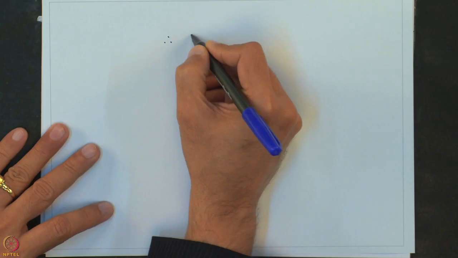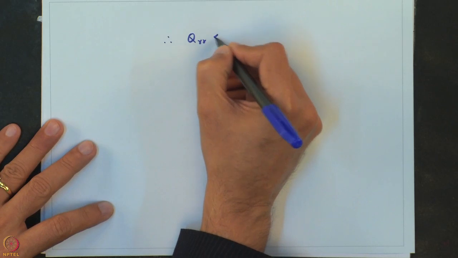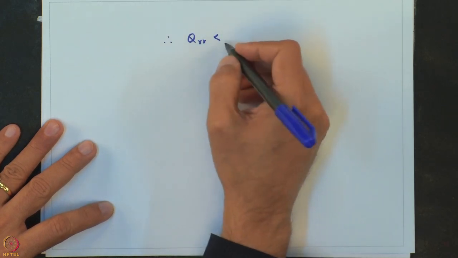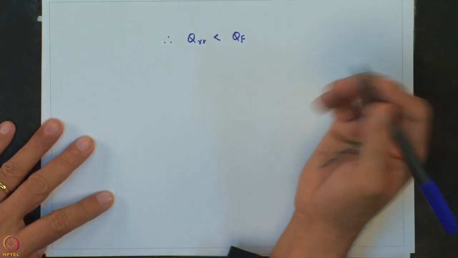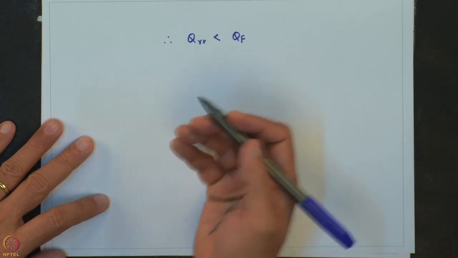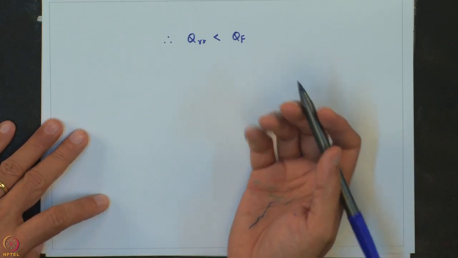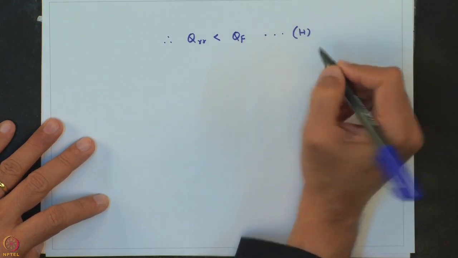Therefore, from what I just explained, I can say that the QRR which is swept away with the reverse current is less than QF. That is what we just concluded. Our QF2 part which I just explained is nothing but QRR in this case. So that is less than QF, and let us call this expression H.